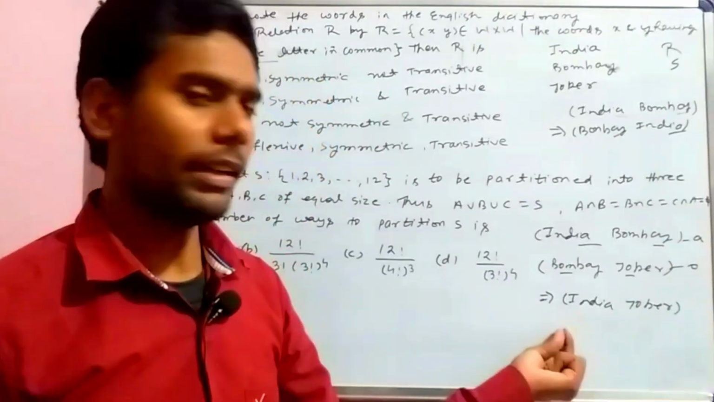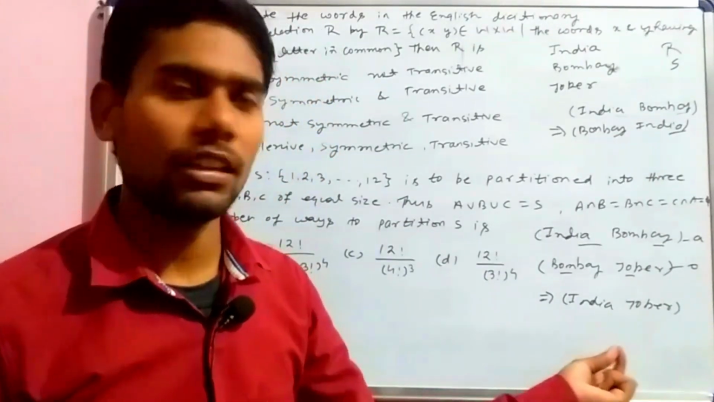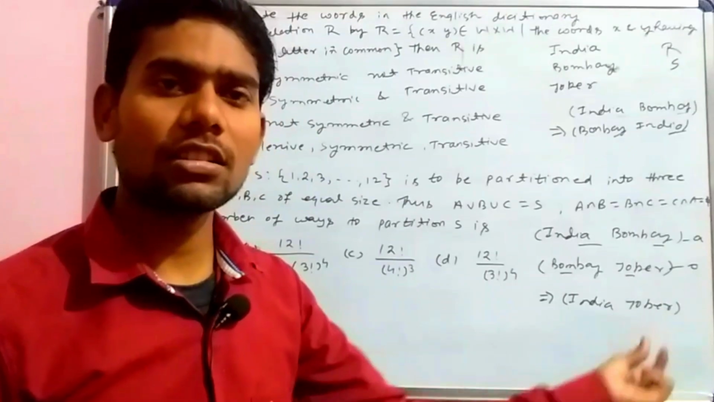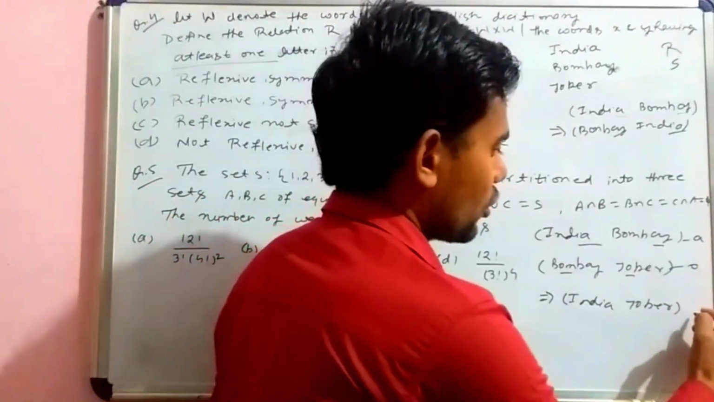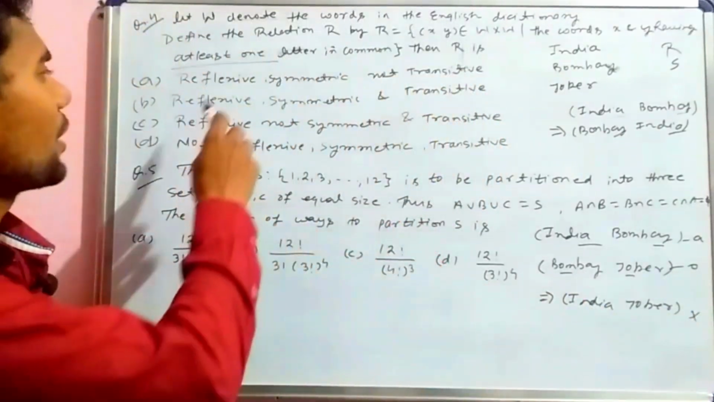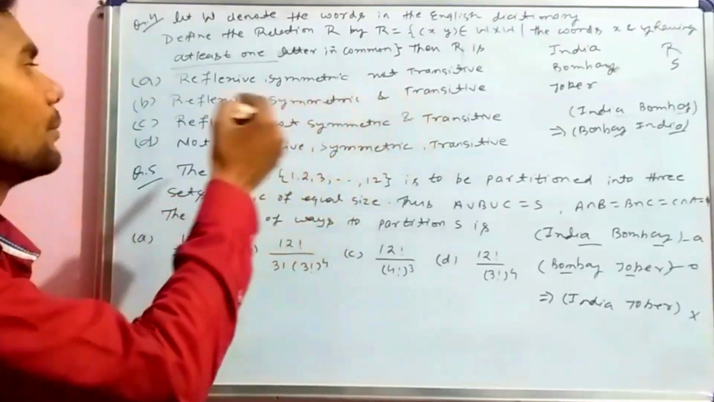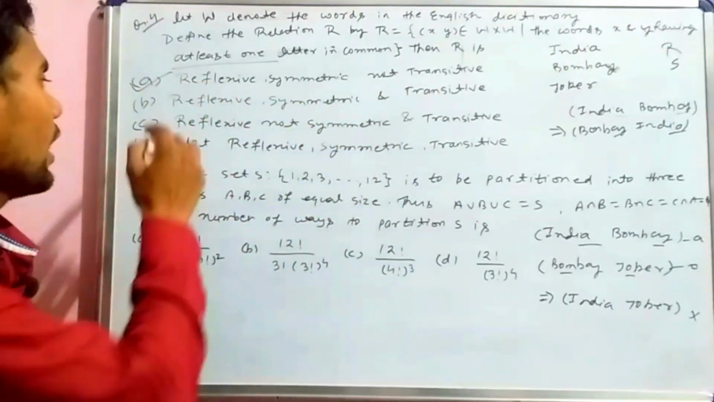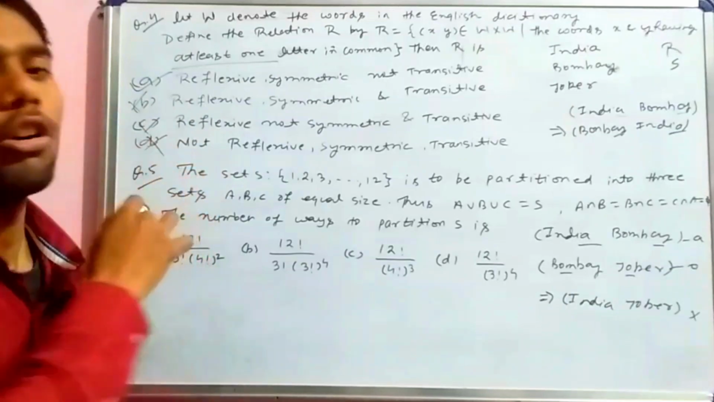But India and Joker have no common letter, so the relation is not transitive. So it is reflexive and symmetric but not transitive. A is the right option, and B, C and D are the wrong options.